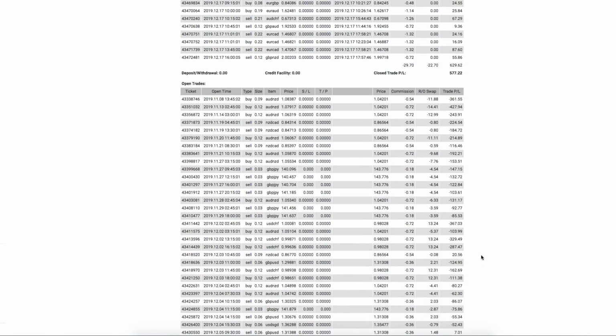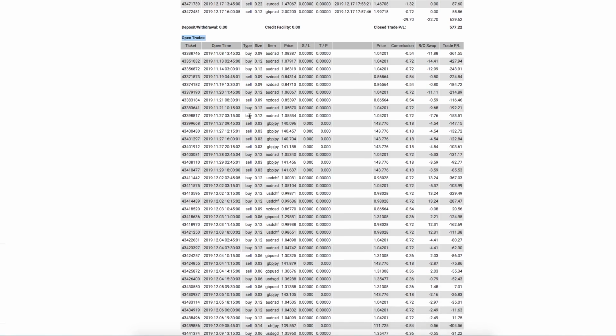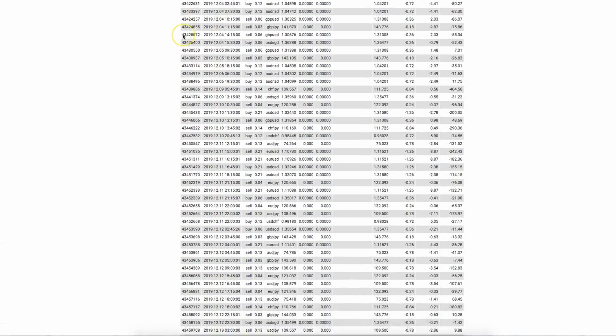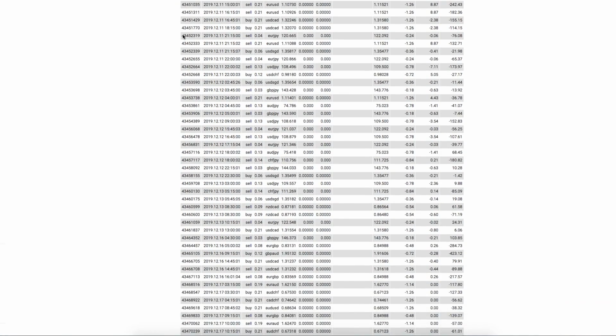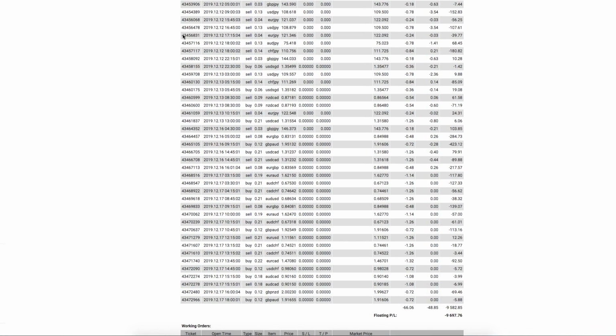If we scroll down further, you'll see open trades. Now this means all of the trades that are still in play, trades that we've taken which haven't closed out yet, which means they haven't closed in a profit or a loss. They're just sitting there waiting for the market to move before we close them, hopefully in a profit. So you can see there's quite a number of trades. The style of our trading lends itself to having many trades open at any given time.